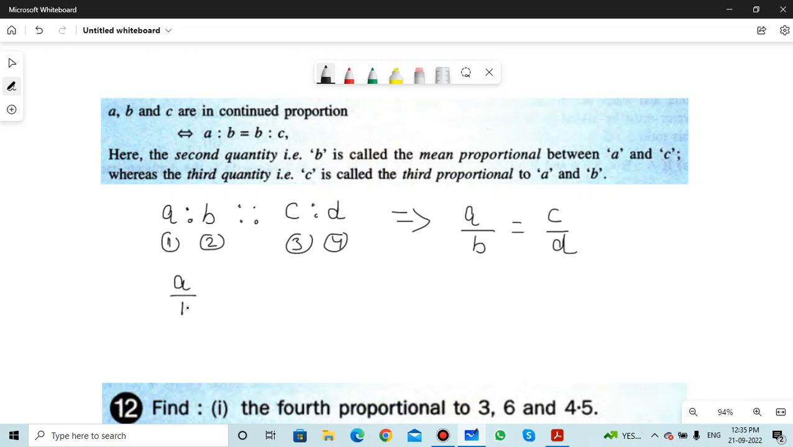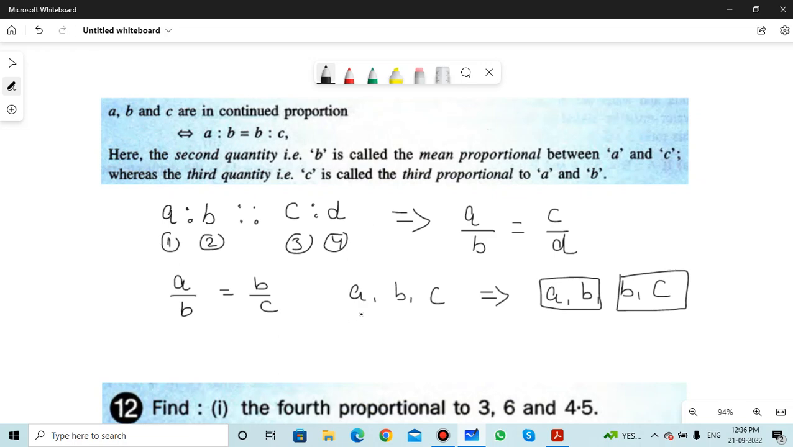A is to B is equal to B is to C. So how many terms are there? A, B, and C. Three terms. To understand this better and not make any mistake in future, you can always write it like this: A, B, B, and C. Why so? Because the ratio of A is to B is equal to the ratio of B is to C.